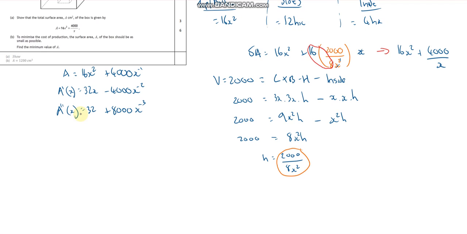Fantastic. So I want to work out where my stationary points are, because that's the maximums and minimums, and obviously I want a minimum turning point. Just to double check it's a minimum, I'll get the nature, and then I'll give my final answer when I substitute in. So A dashed x is equal to 0 for a stationary point. So I've got 32x take away 4000 over x squared is equal to 0.